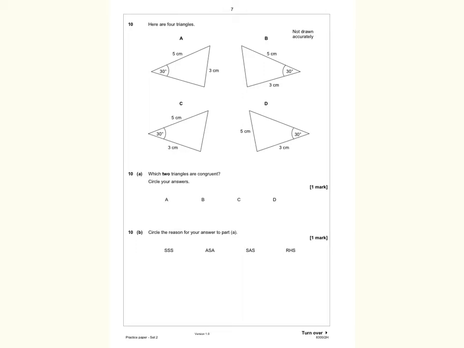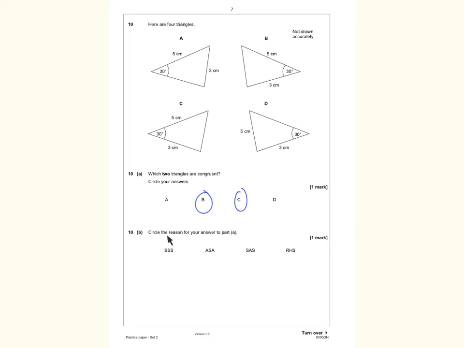And if I look at A and D, you can see that the 30 degrees is being subtended by the 3 centimeters here, and the 30 degrees here is being subtended by the 5 centimeters. So clearly these are not congruent either. They're very different triangles here. So it's going to be B and C.